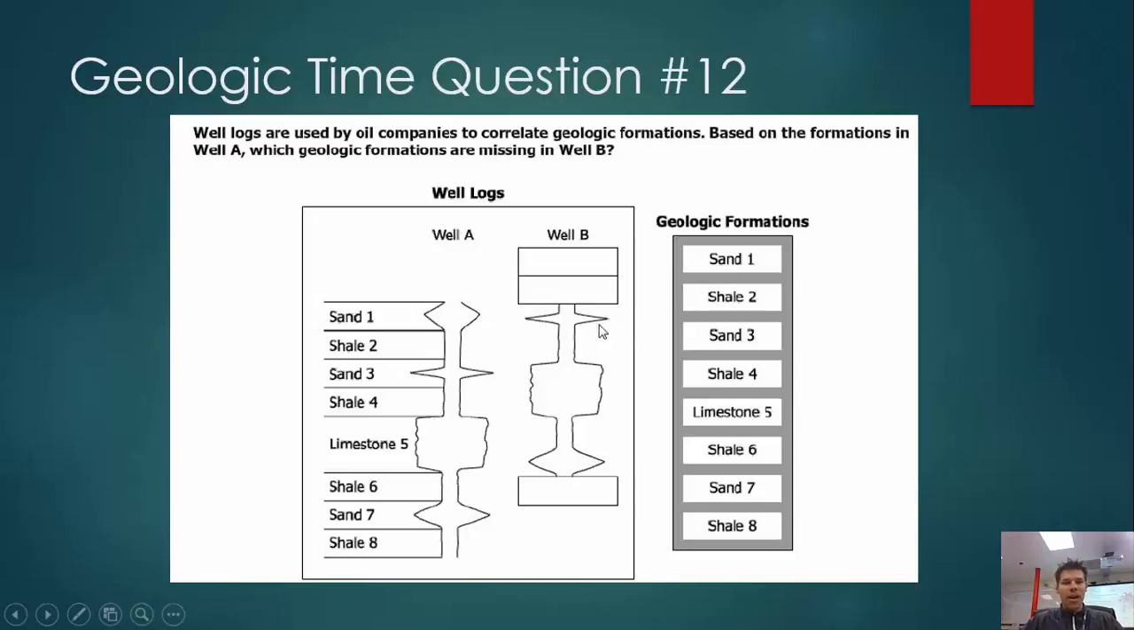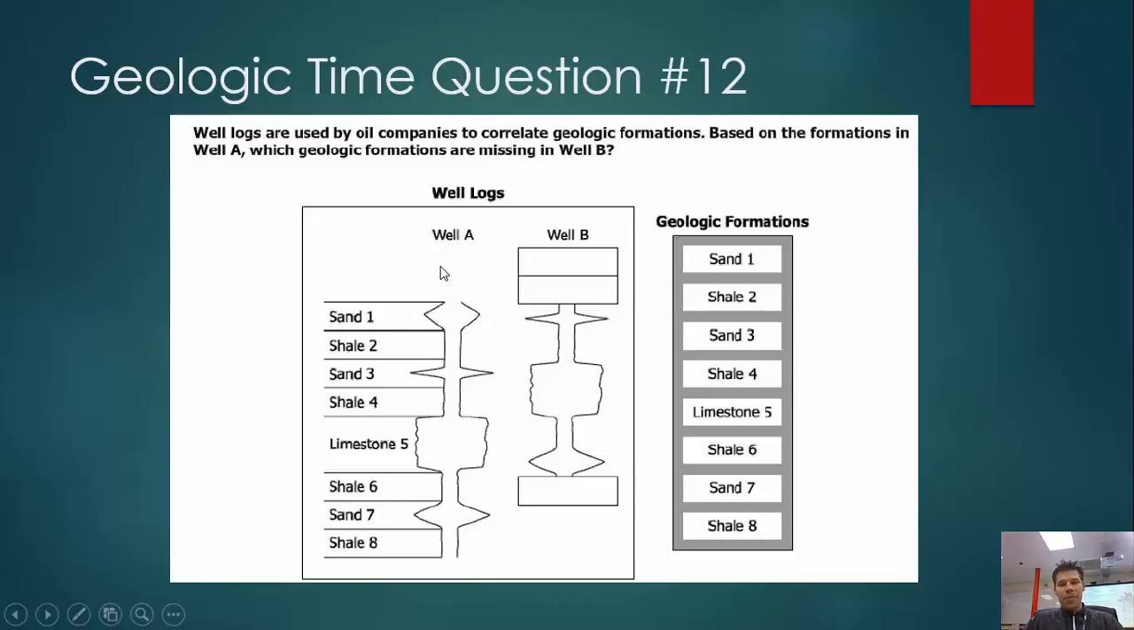Well logs are used by oil companies to correlate geologic formations based on the formations in well A. Which geologic formations are missing in well B? Basically they're telling you they found multiple layers of rock with this description. Sand number 1, represented by this symbol. Shale number 2 by a straight tube. Sand number 3 with this symbol here. Shale 4, you can see the big brick that's limestone, and so on.